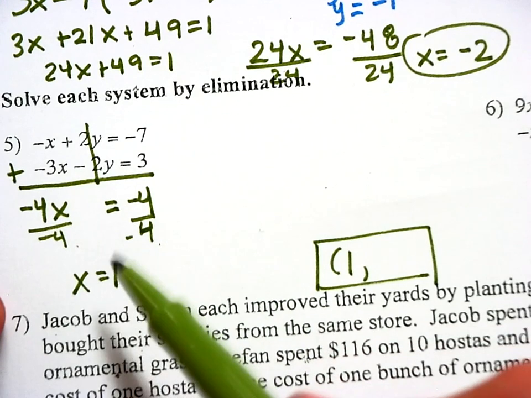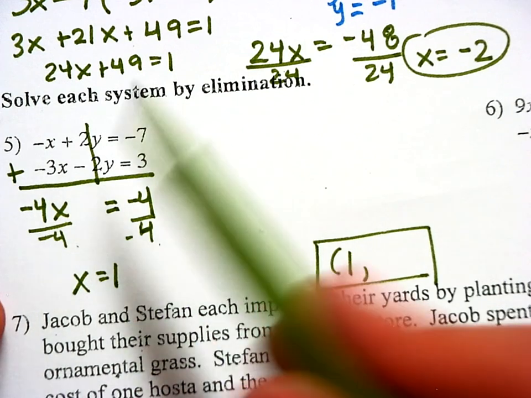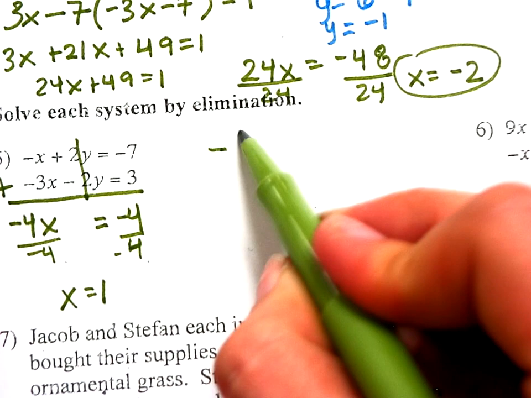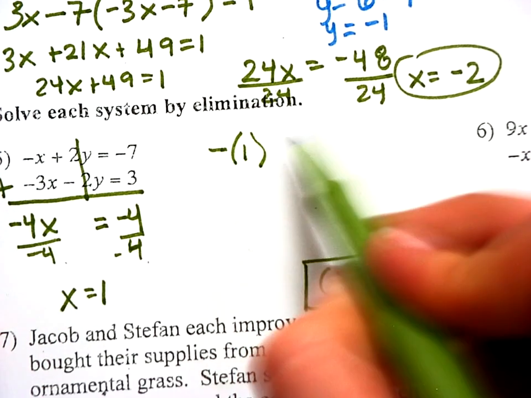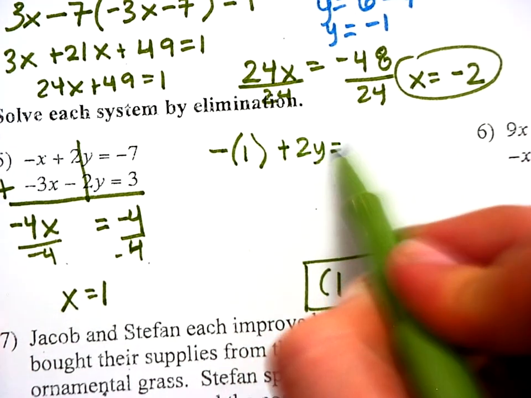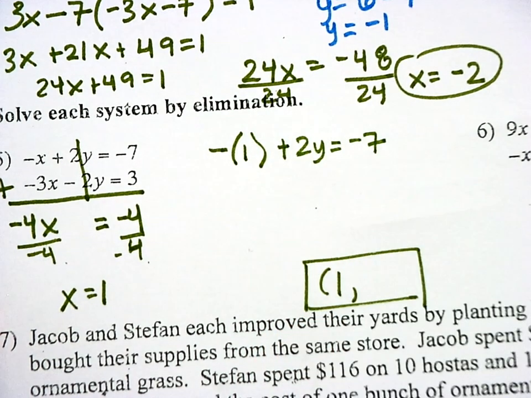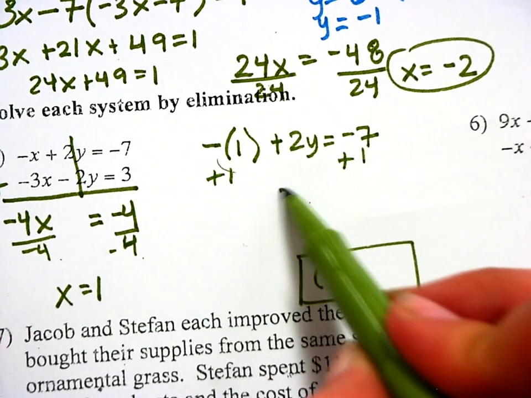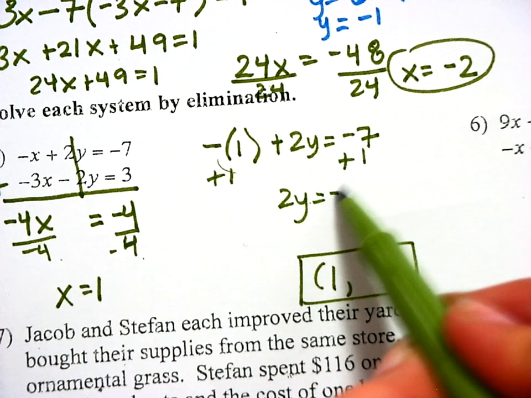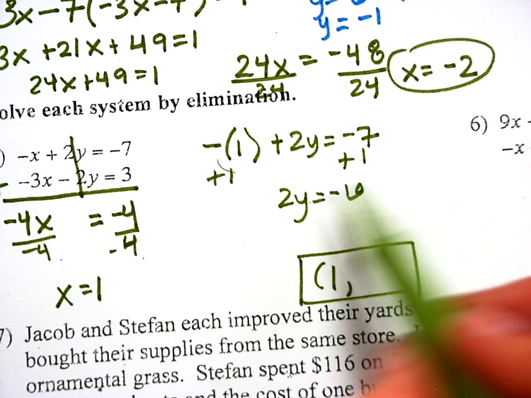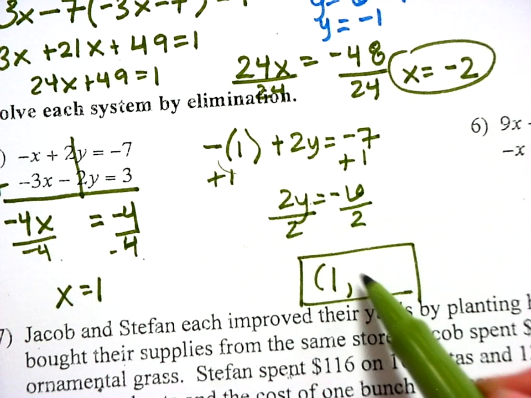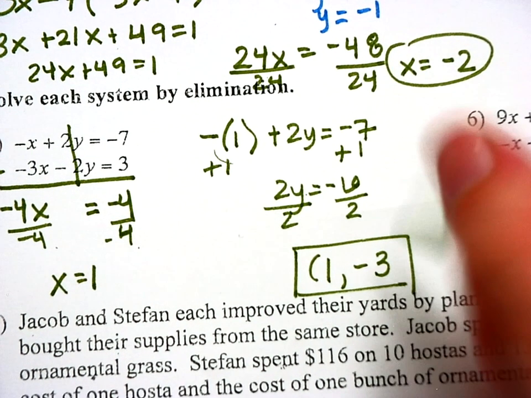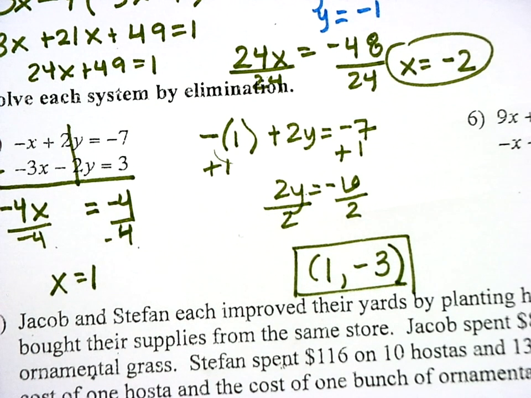Then take this x value, plug it into one of the equations. Doesn't matter which one. So I'm going to substitute it into the first one. So instead of x, write 1. And then I'm going to solve for y. So I'm going to add this 1 to both sides. So I've got 2y equals negative 6. And then you need to divide by 2. So that means my y value is negative 3 here. Oop, I should finish those parentheses.